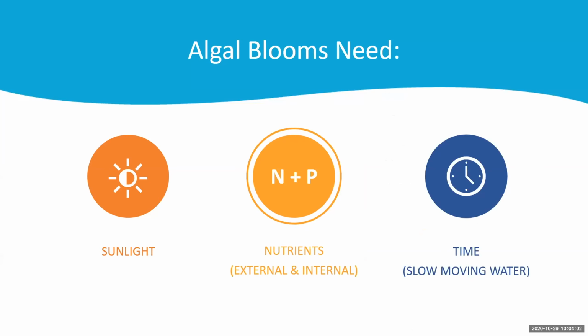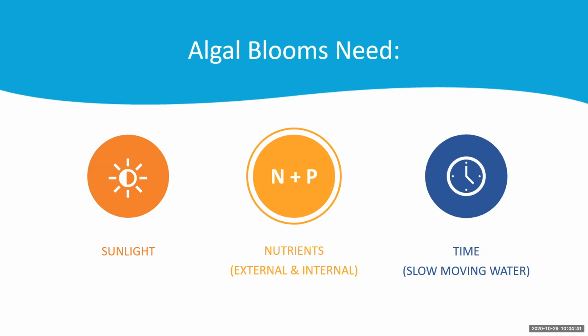So there are some general commonalities in bloom requirements. For instance, all blooms require sunlight because they're photosynthesizers. They need that sunlight to photosynthesize and grow. That's often correlated with increases in temperature, but not always. And then all blooms need nutrients, and these are typically in the form of nitrogen and phosphorus, and they can use both external and internal sources. And what I mean by that is internal to the ecosystem, and then external, the ones that we are providing from land-based sources.